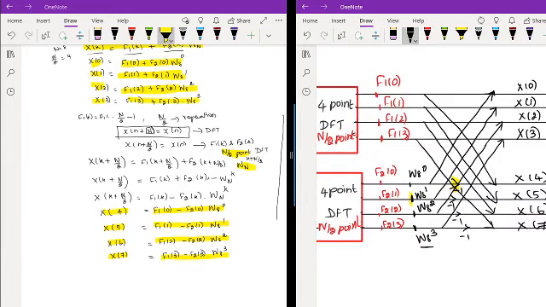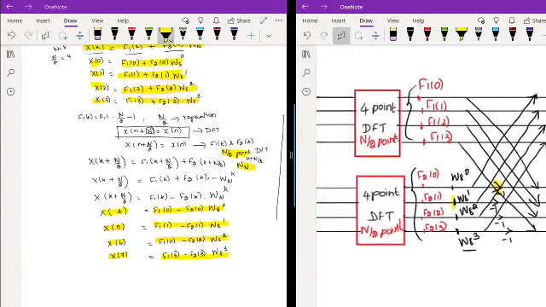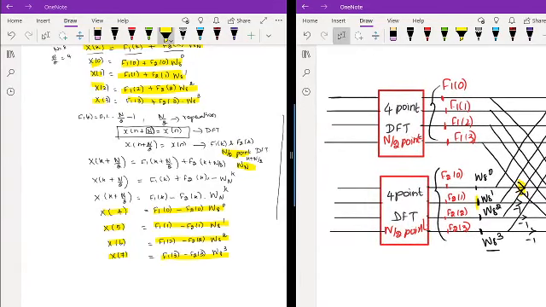So now these 8 points, that is these n points, are calculated from 2 n by 2 points. So two n by 2 points combined together are giving you the n point DFT. Now the question is how we calculated this n by 2 point DFT, that is, how we calculated this 4 point DFT. So we have two 4 point DFTs, but I am going to select only one. Sure, the same structure will be repeated for the one more DFT.